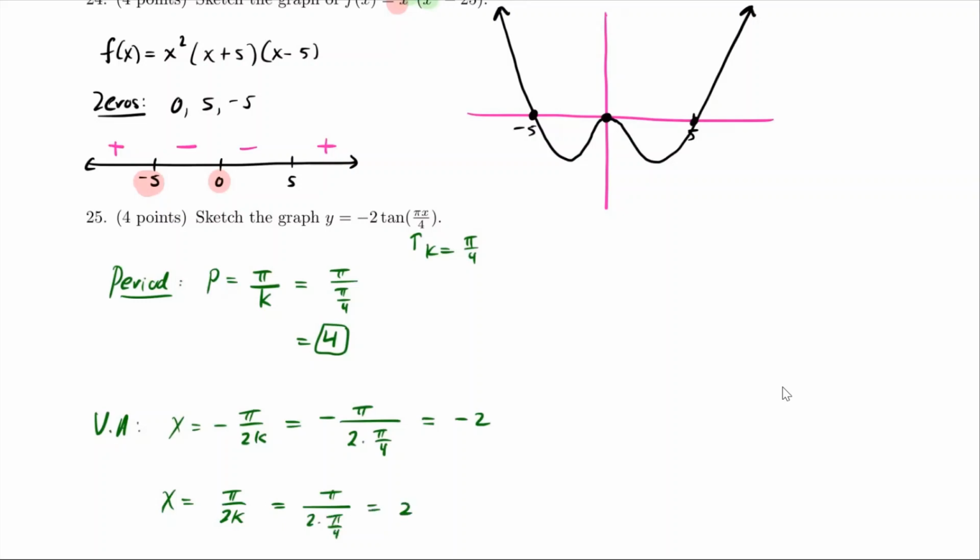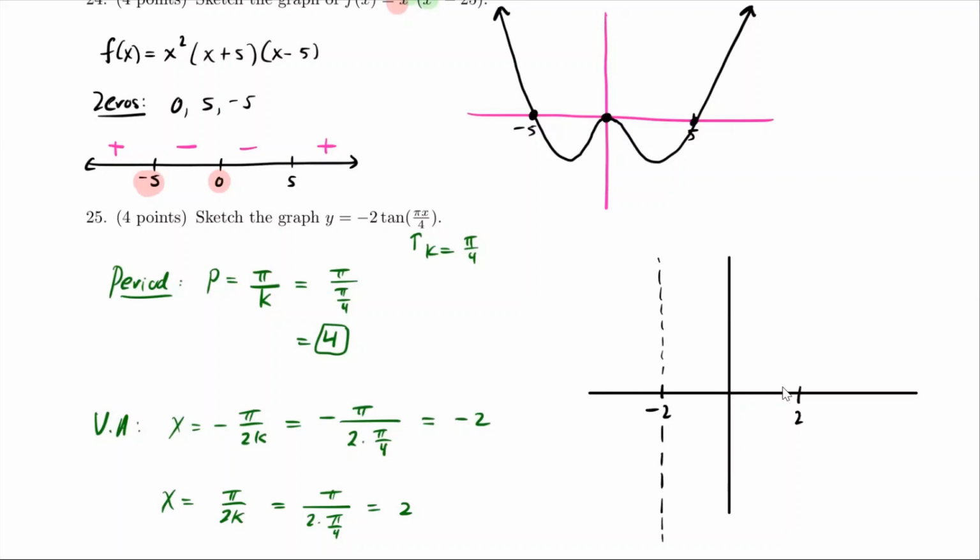I'm only going to draw one period. You can extend it more if you would like. So here's our plane. And here is my first asymptote, negative 2. And the next asymptote, we're going to put it on the right side of the plane, positive 2. And then you just preserve the shape.